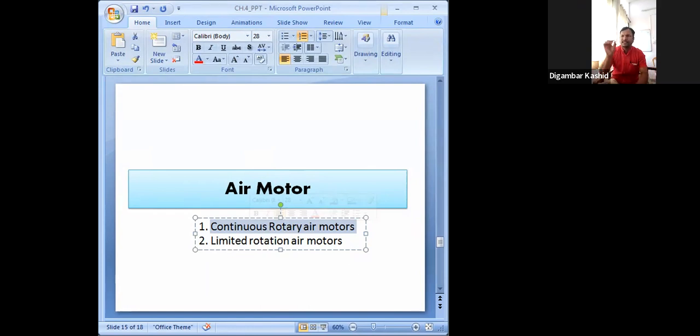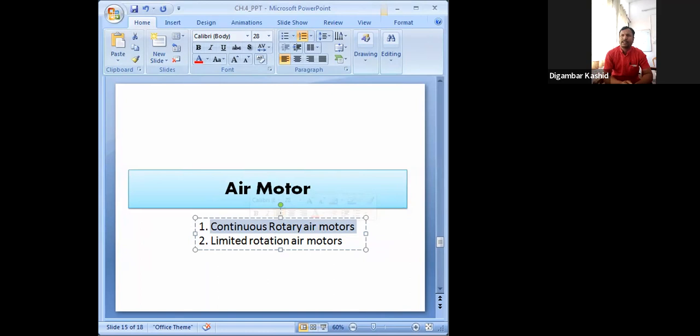Getting it? And please note that the construction and the operation of this continuous rotary air motor are very much similar to that of our hydraulic motor, which we have discussed in unit number 1. Getting it? Now, talking about the subtypes: gear motor, vane motors, and piston motor. Okay, within two lines, I will just give the gear motor.